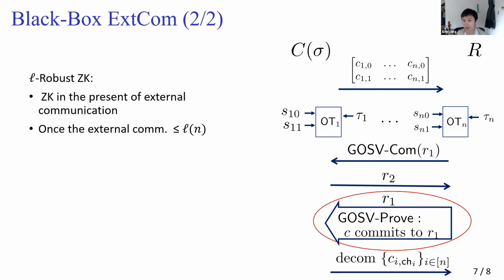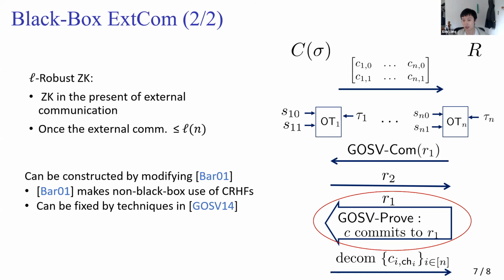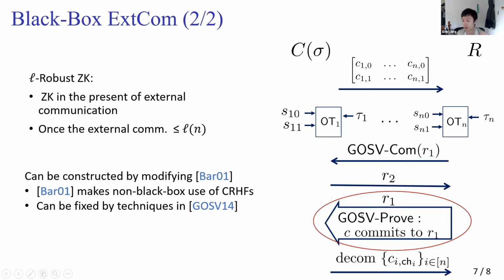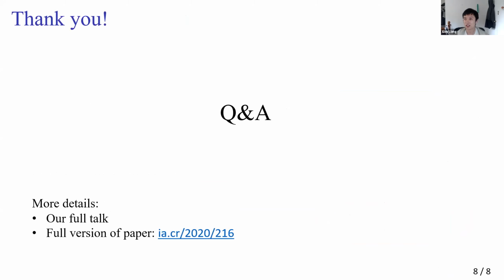We show how to build it by combining Barak's famous non-black box zero knowledge protocol together with the GOSV trick to make it black box. With these techniques, we show how to modify the GOSV zero knowledge protocol to a black box version achieving this L-robust ZK notion. For more details, we refer the reader to the full version of the paper. Thank you.